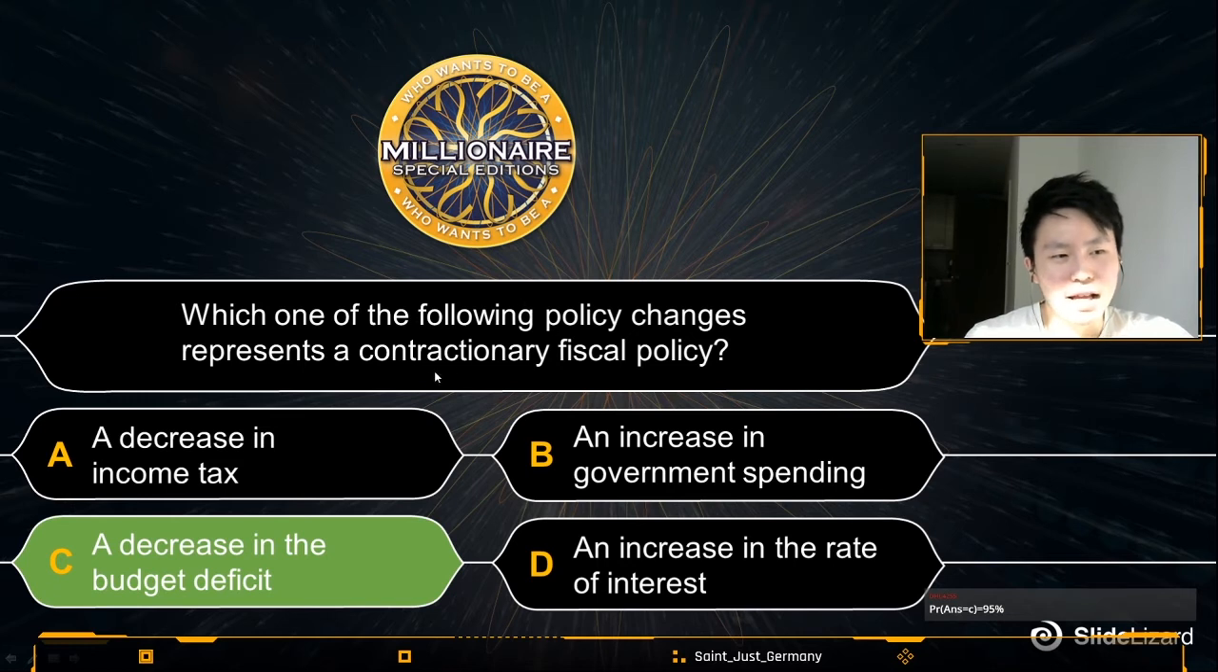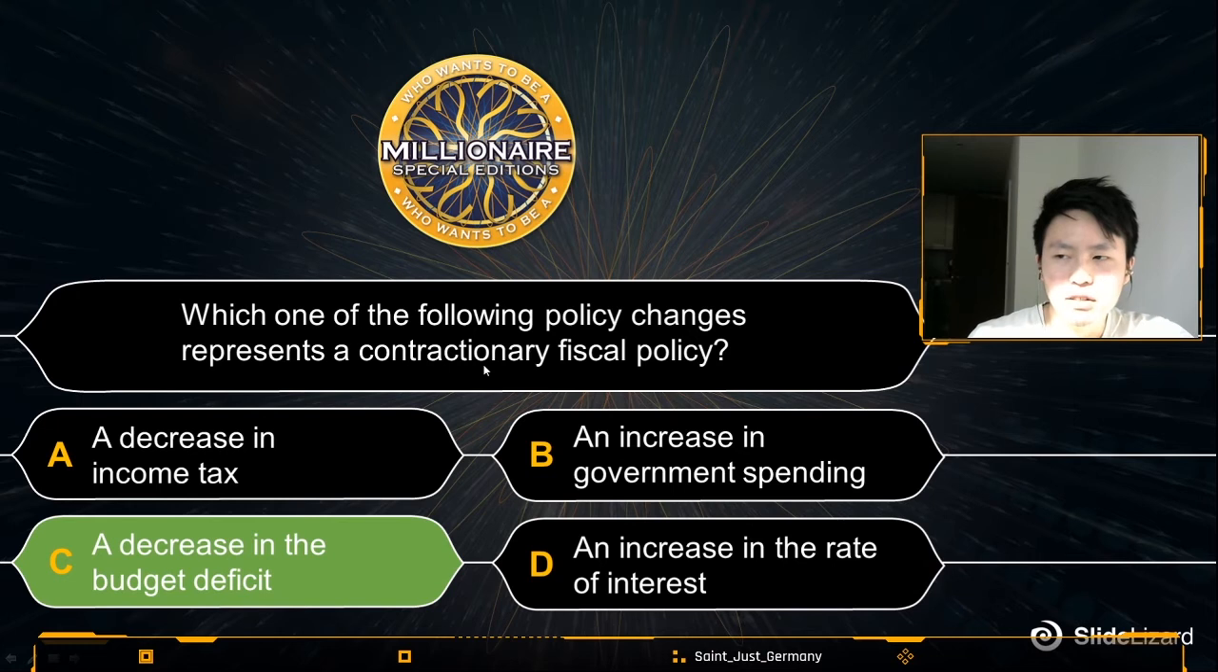So again, a contractionary fiscal policy is when the government is taking money away from the economy by reducing the level of aggregate demand in the economy. So how can the government do that? The government can do that by increasing the taxes, so basically picking more money from the pockets of households, or they can also reduce their spending.